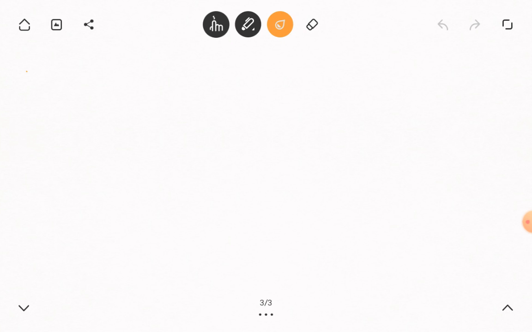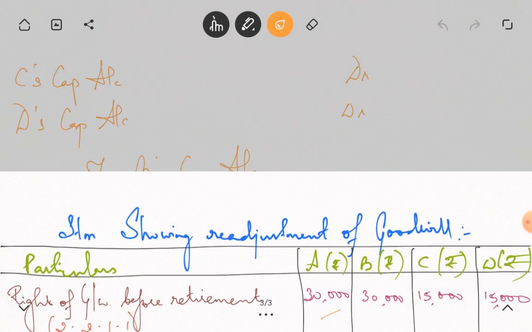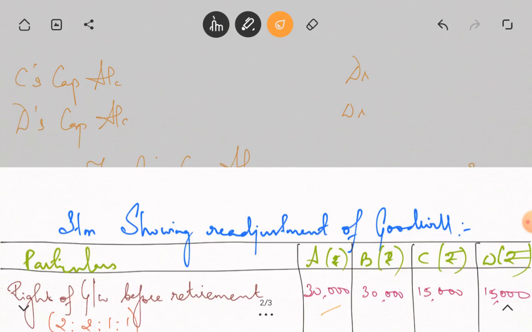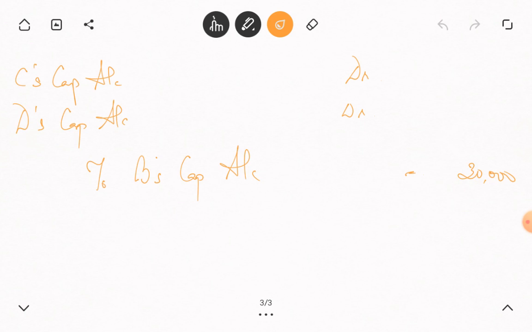So C's capital account, because A is not going to be getting any of the share of goodwill that was given up by partner B. So only C and D are going to be getting that goodwill. So C's capital account debited, D's capital account debited to B's capital account. So as we've already seen in the previous calculation, B's goodwill is rupees 30,000, and it is being given to C and D in this amount, 15,000 each. So we can write that in the journal entries, rupees 15,000 and rupees 15,000 for C and D.